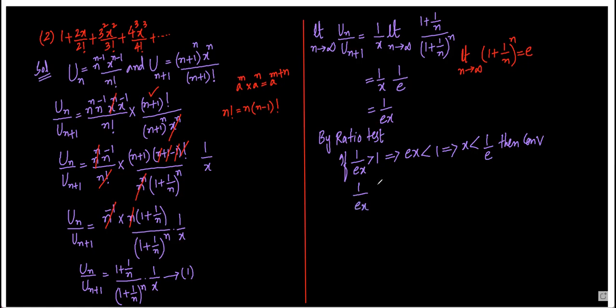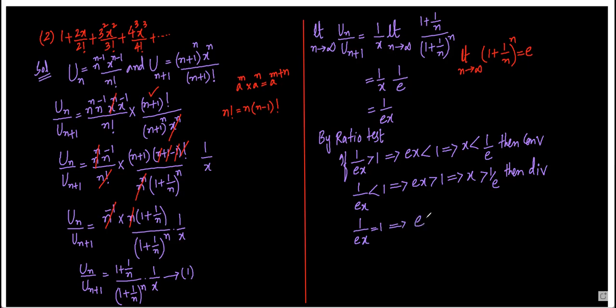If 1 by e^x is less than 1, it means that if e^x value is greater than 1, then in terms of x, dividing by e on both sides, this is greater than 1 by e, then we say that it is divergent.